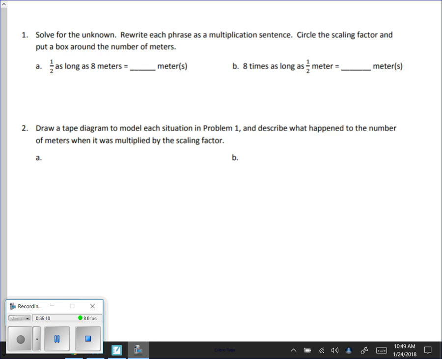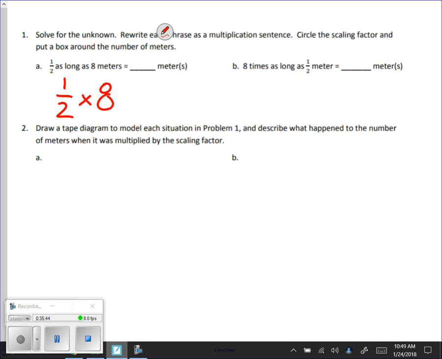So half as long as 8 meters. How would I write half as long as 8 meters? How could I figure that out? You could do 8 divided by... Okay, 8 divided by 2. But I could also do using that 1/2. Just like that, which would technically still be 8 divided by 2.